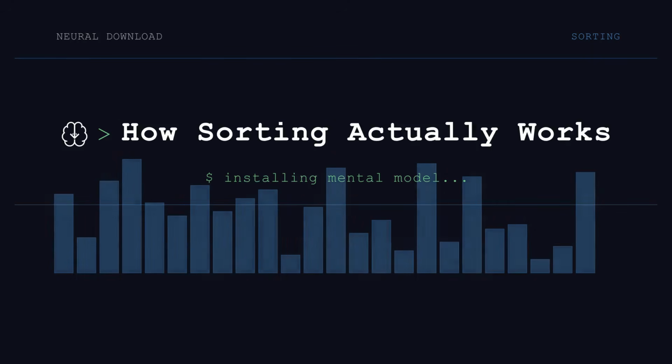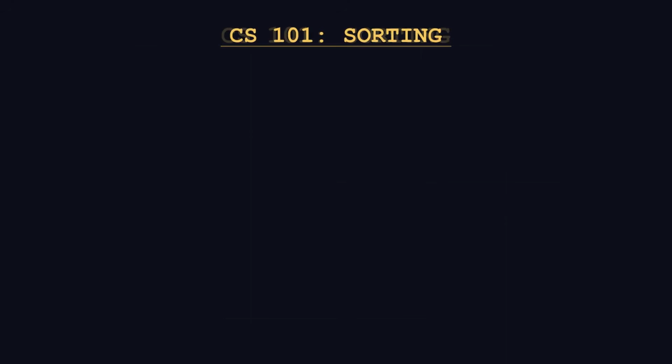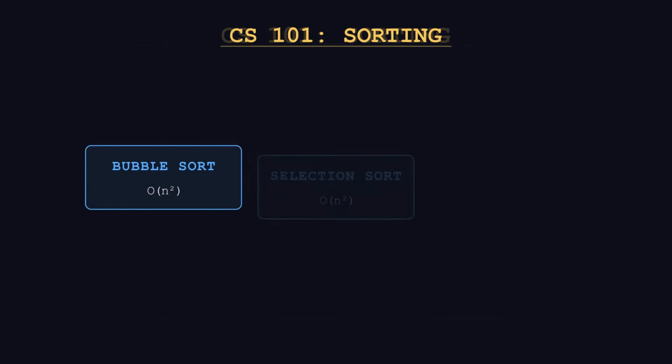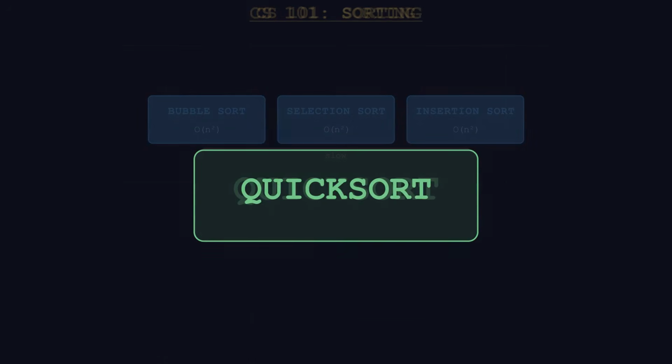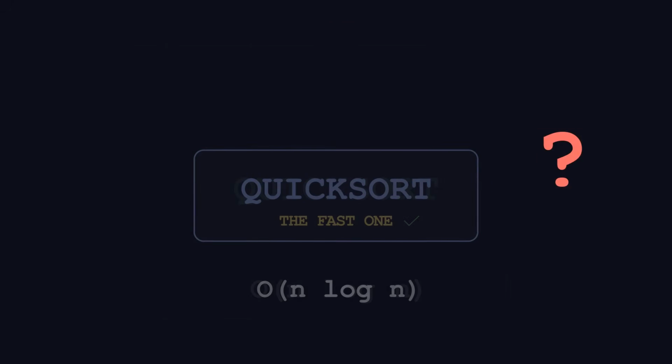Installing mental model for sorting. Every CS class teaches sorting the same way. Bubble sort, selection sort, insertion sort. Then they hand you Quicksort and say, this is the fast one. O of n log n. Use this.